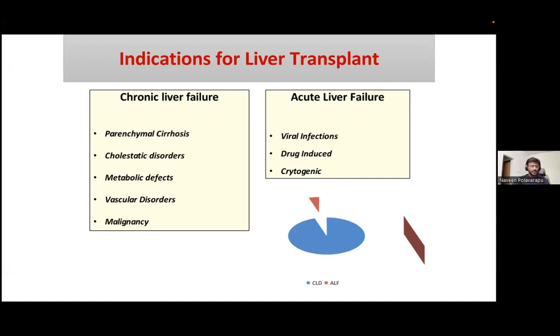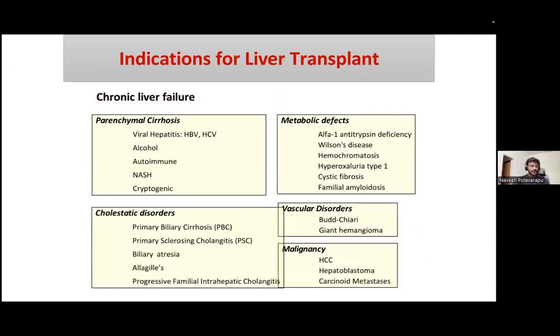As I mentioned, the majority of the reasons why people end up having liver transplantation is chronic liver disease, in particular cirrhotic livers. And as we discussed, the most common causes of cirrhosis are viral hepatitis, alcohol, and NASH. Previously, a lot of patients who were labeled as cryptogenic are actually NASH patients. So NASH, alcohol, or viral hepatitis are the most common reasons for cirrhosis-related chronic liver failure.